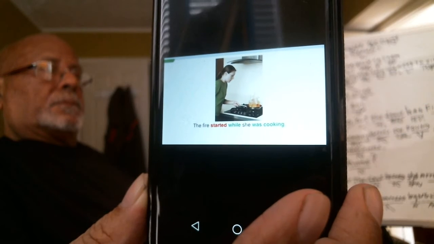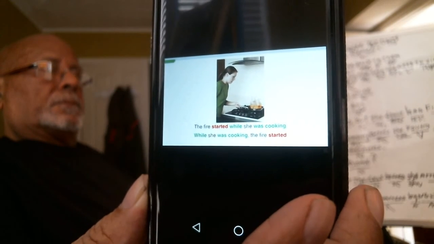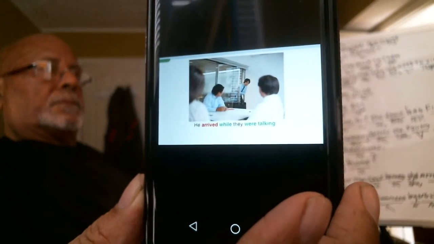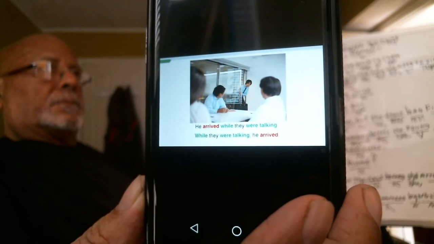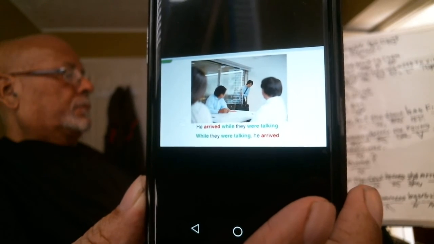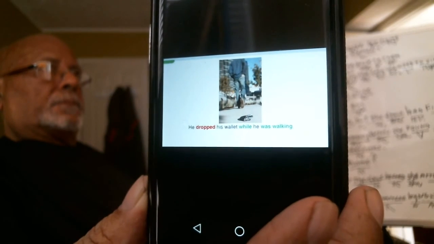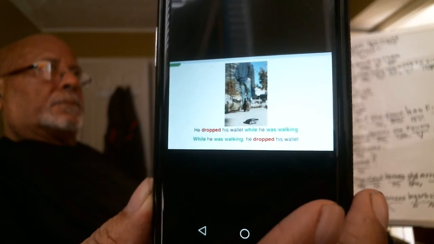The fire started while she was cooking. While she was cooking, the fire started. He arrived while they were talking. While they were talking, he arrived. He dropped his wallet while he was walking. While he was walking, he dropped his wallet.